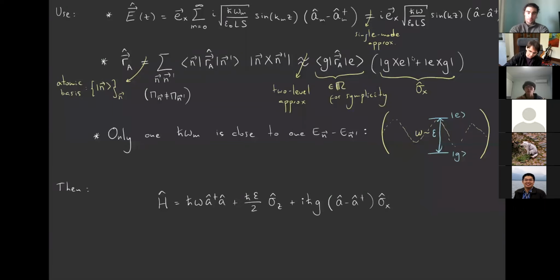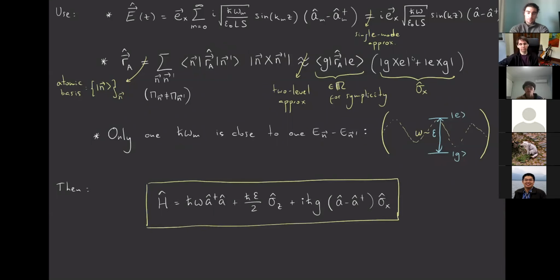Okay? So this is the Hamiltonian that describes the interaction of a single mode of light with a single atomic transition. And this is known as the quantum Rabi Hamiltonian.